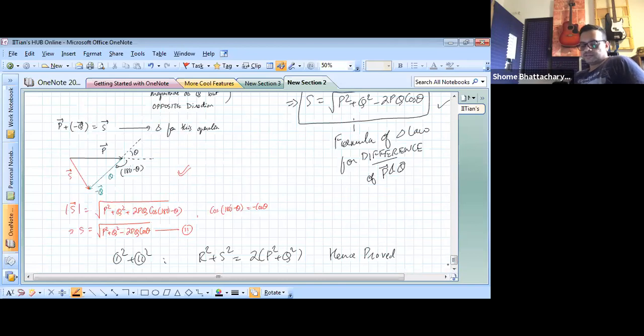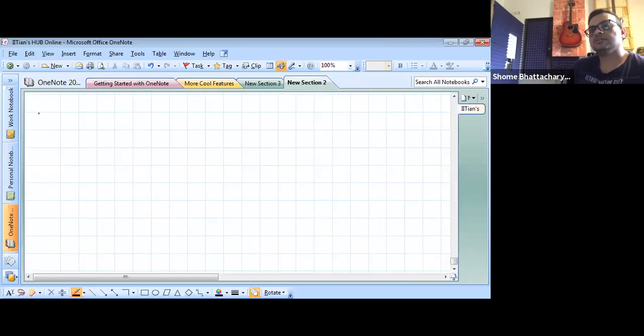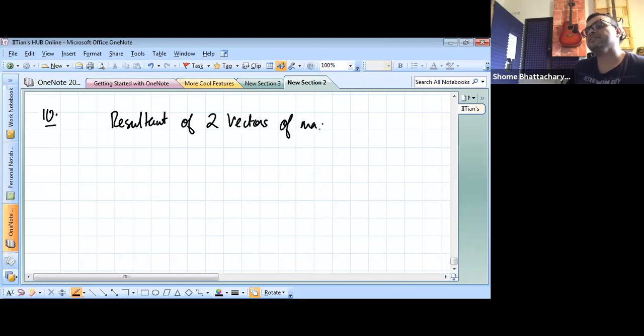So I'll explain the question, and I think you should be able to solve it yourself, the 10th one. What the 10th question is saying is that the resultant of two vectors of magnitude 10 each is also 10. So find the angle between them.